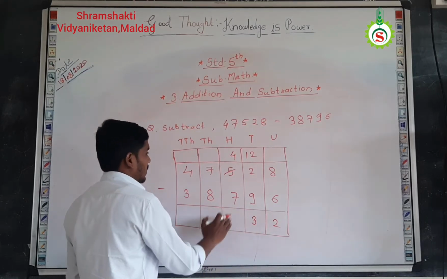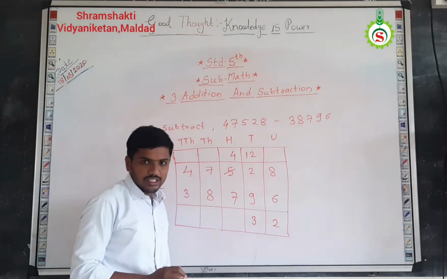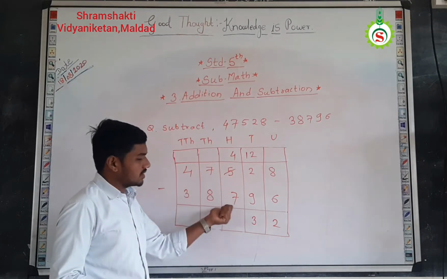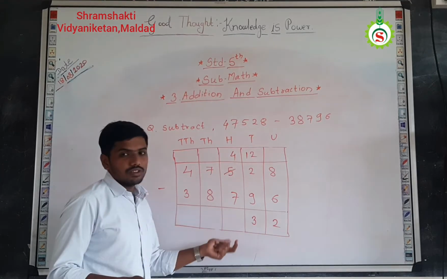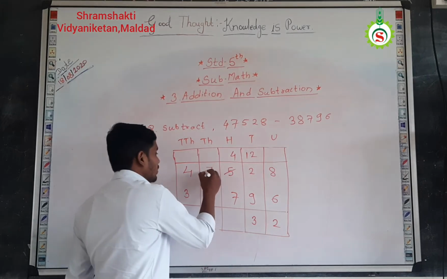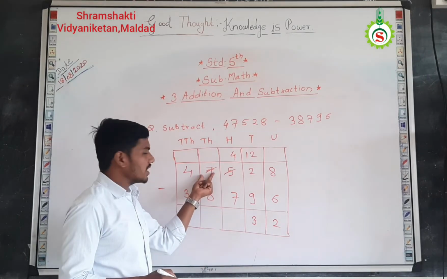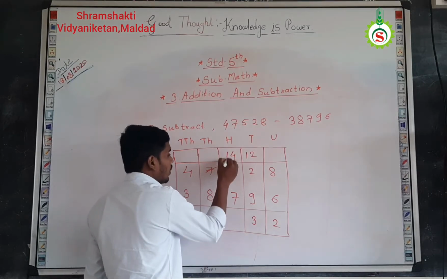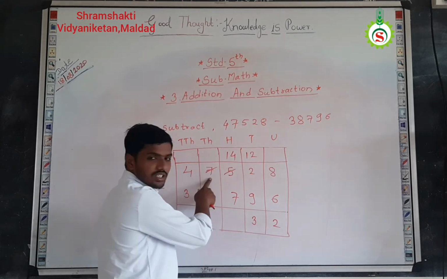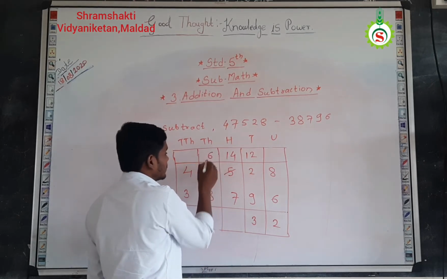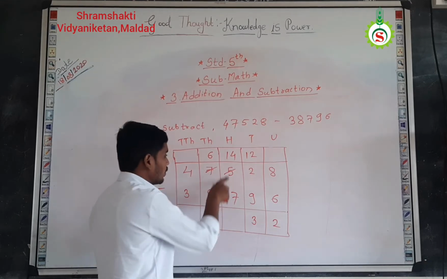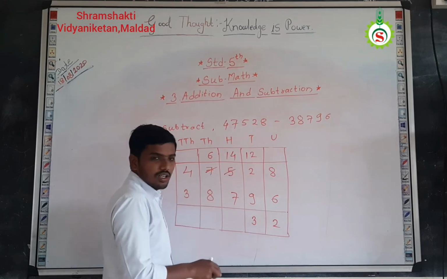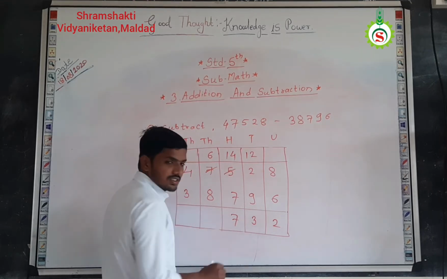Now in the next place, 4 minus 7. Is it possible? No, because 4 is smaller and 7 is greater. So if it is not possible, I will again take a borrow from the next digit or next place. Which is the next digit? That is 7. If that 7 gives 1 borrow, how many remain? 7 minus 1 is 6. So 14 minus 7 is possible because 14 is greater and 7 is smaller. Answer is 7.